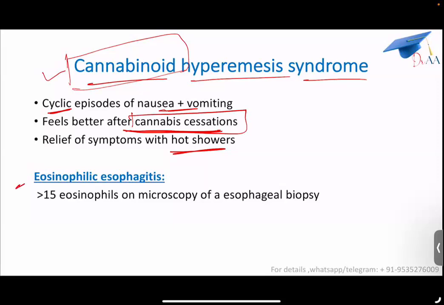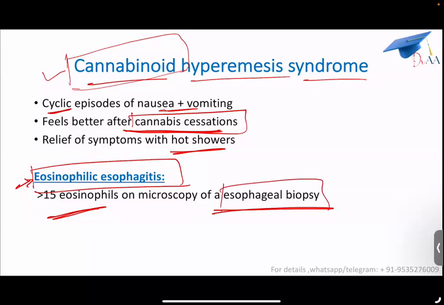There is another term that usually comes up in options, so that you will be aware of how to rule it out: eosinophilic esophagitis. When eosinophil counts are more than 15 on microscopy of an esophageal biopsy, then we call it eosinophilic esophagitis. It is very rarely seen. Sometimes it comes up in the options and you get confused. That's the reason we have put it up, to know what exactly it is. It's not an emergency medicine diagnosis, or an ED-made diagnosis, because an esophageal biopsy needs to be taken, which is not done in the emergency department.